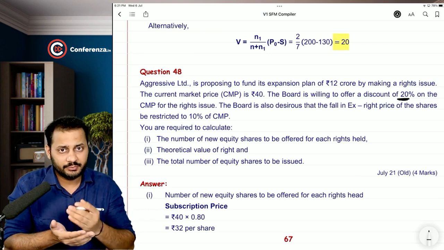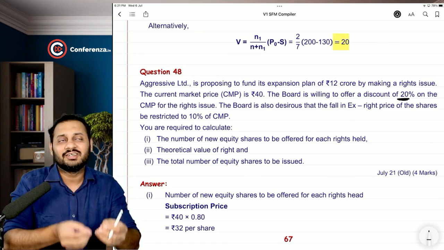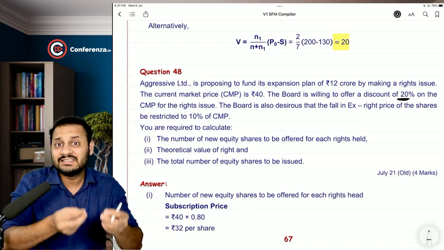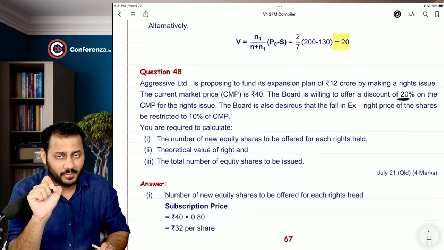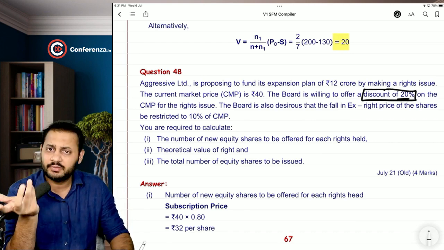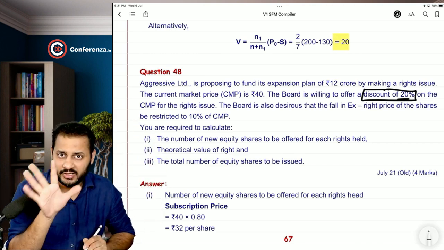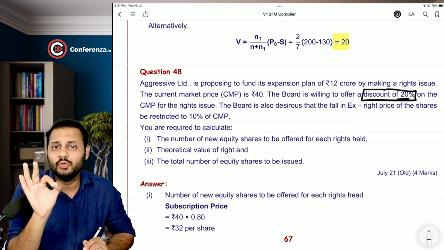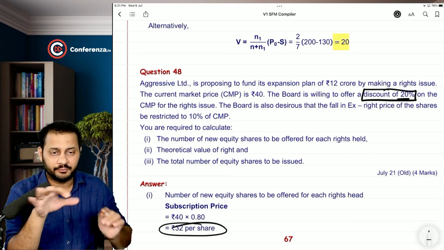I told you the concept of a rights issue: existing equity shareholders can purchase additional shares at a discounted price. So that discounted price will be calculated after the discount of 20%. Am I right? So 40 less 20%, 8 rupees, 32 will be the subscription price. Am I right? Okay.